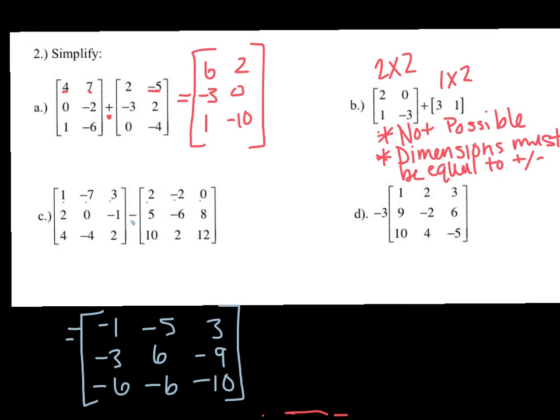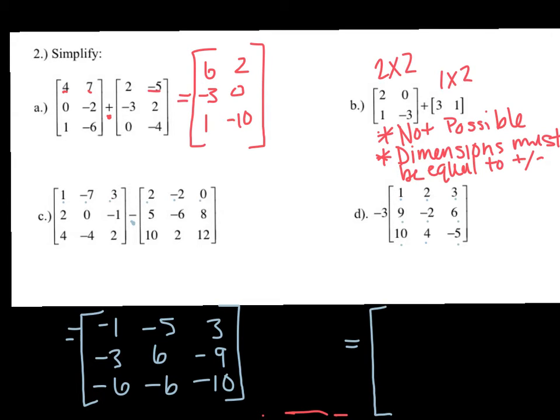And then letter D, it's not adding or subtracting, but it is an operation with the matrix. So if you saw -3 out in front of x plus 5, you would think to distribute it in, right? Well, you do the same thing here. You have to distribute the -3 inside to every single value. So every entry is going to be multiplied by -3. So again, I'll just write it down here.